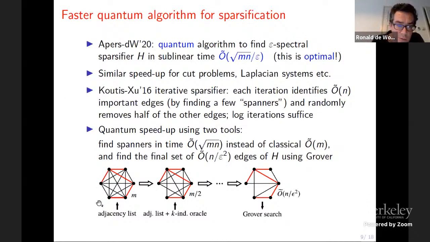This picture illustrates this for the case where you start with a complete graph. This is the G on the left here. You find a few spanners. Those are the red edges. You downsample the others, and you get to this graph here. In this smaller graph with fewer edges, you again find a small number of spanners. Those edges you keep in your sparsifier. You downsample the rest, so you go down to m over 4 edges, etc. At the end of the day, there's this implicit representation left that has only roughly n over epsilon squared edges left, and we use Grover search to find those.